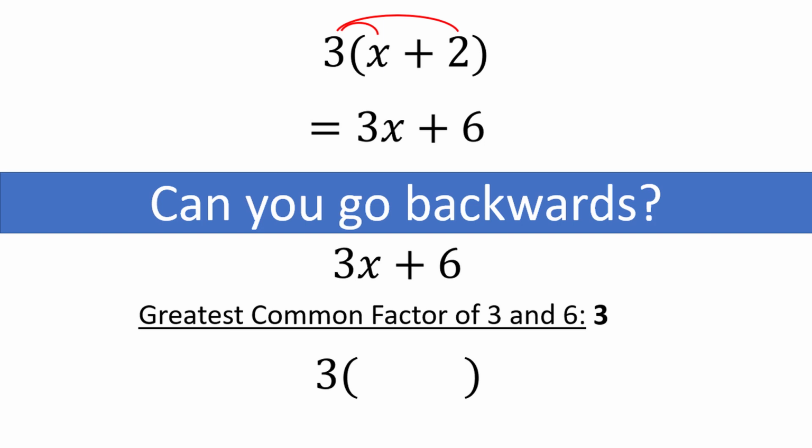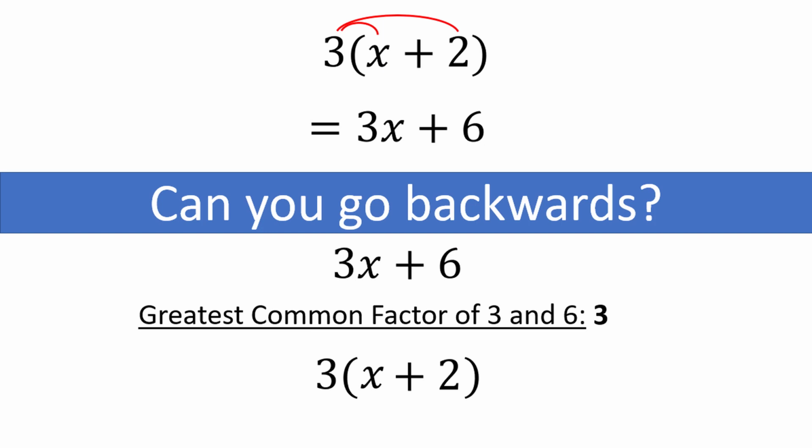Then we ask ourselves, 3 times what gives us back 3x? Well, x times 3 is 3x, so we need to put an x here. Then we ask ourselves, 3 times what would give us 6? Well, 3 times 2 gives us 6, so we need a 2 here. And voila, we are back to the undistributed form.